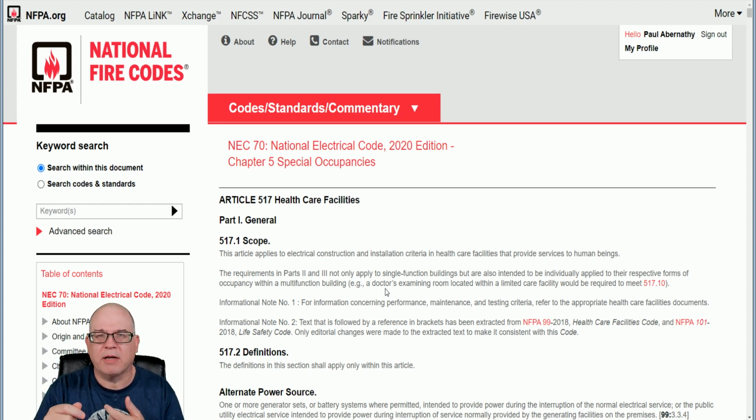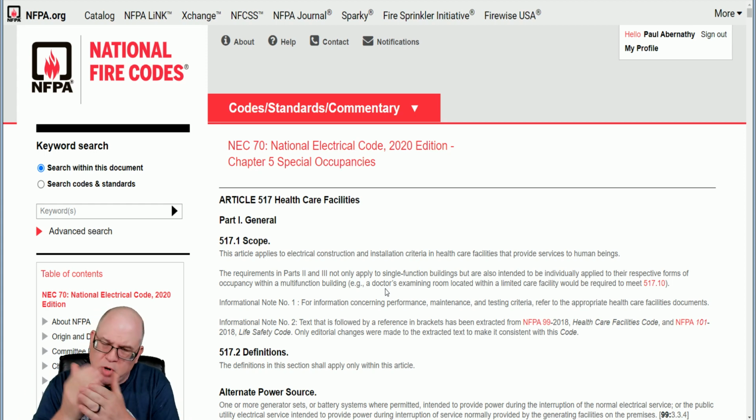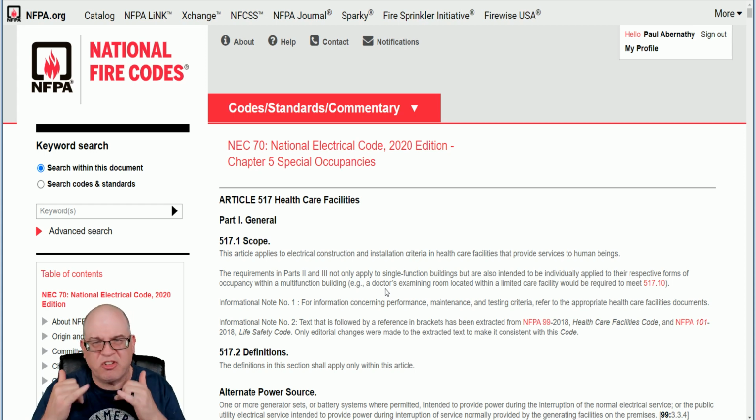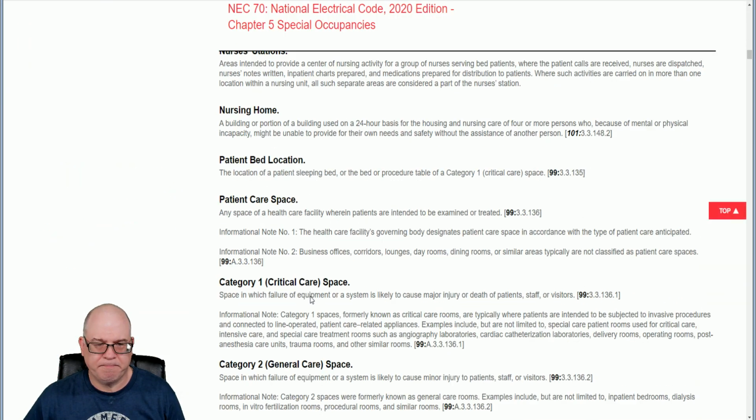430 motors, okay, things like that. Right? Just boom, boom, boom. 517 healthcare facility applications, 210 branch circuits, 215 feeder applications, 220 load calculations for branch, feeder, and service. You just will get used to just seeing it. And if you see that in a question, that's half the battle. All right, so in this case right here, we're going to go to 517.19.